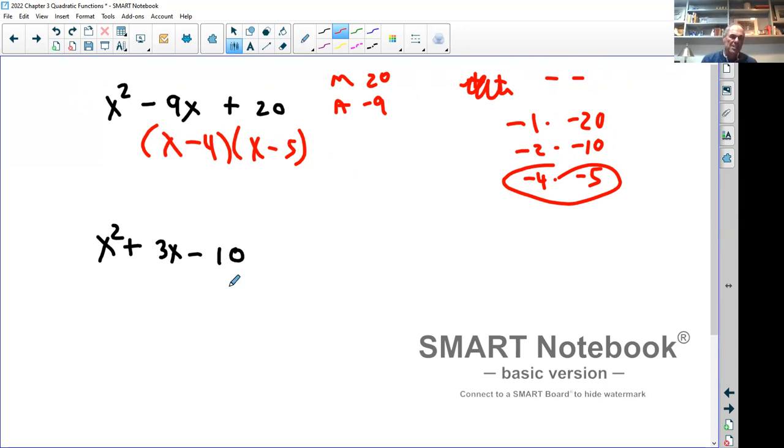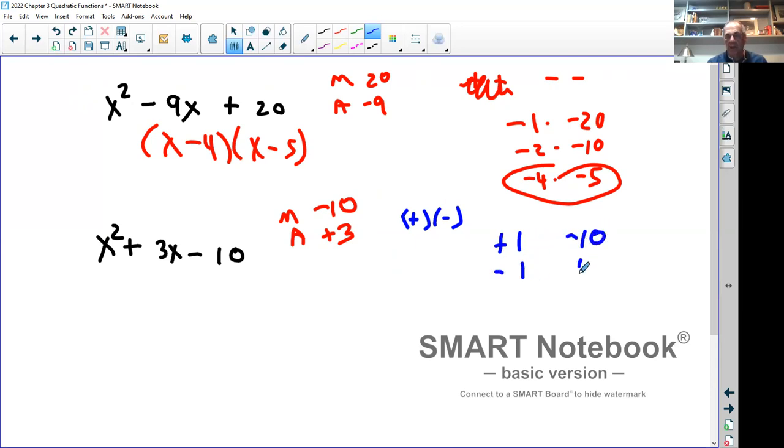Now the next one is a little bit different. Now we're going to multiply to -10 and add to +3. Let's think about that. Two numbers multiplied to a negative, one's going to be positive, one's going to be negative. So it could be +1 and -10. We also got to consider -1 and +10. You know why? Because these two add up to -9, these two add up to +9.